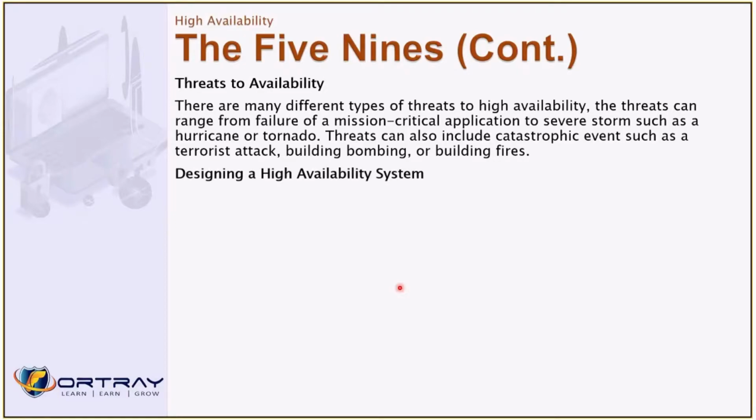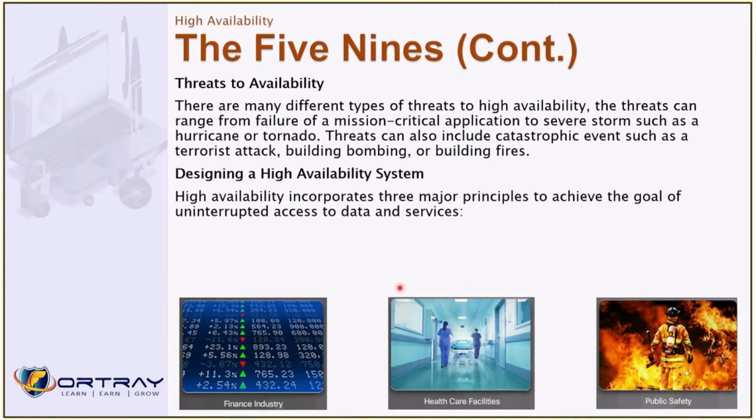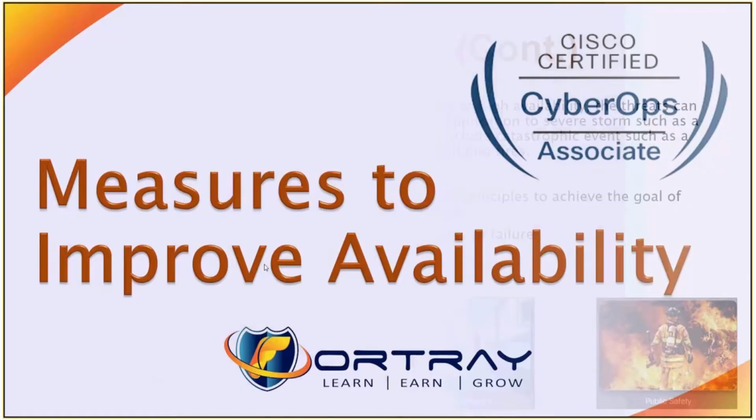Designing high availability systems. High availability incorporates these major principles to achieve that: eliminate or reduce the single point of failure, system resiliency, and fault tolerance. So when you define high availability, you must achieve these 3 things: elimination or reduction of single point of failure of the device, system resiliency, and fault tolerance.